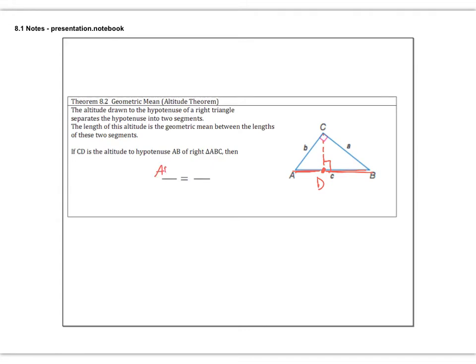If I take the distance from A to D and divide by C to D, it should be proportional to C to D divided by D to B. And you can see this number is the same. CD goes in these two spots just like the geometric mean would go in those two spots.